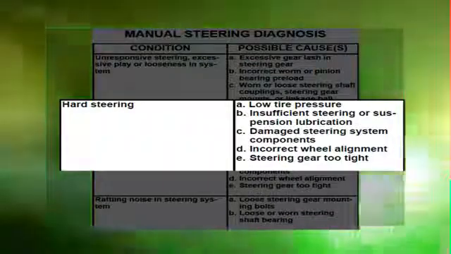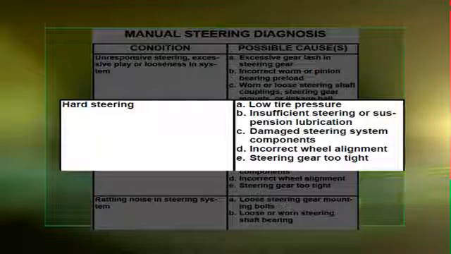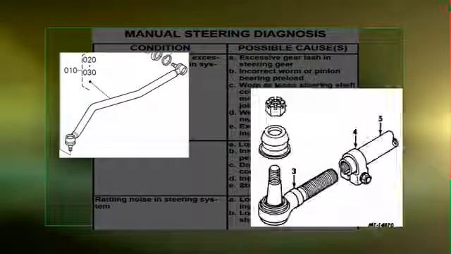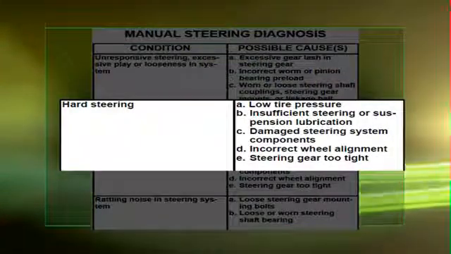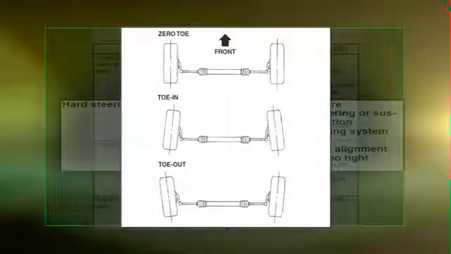Damaged steering system components, that's damaged. So if, let's say a center link or a tie rod were to be bent, maybe you hit a curb or something like that with the vehicle, it would be damaged and it'd be harder to turn the wheels. And also incorrect wheel alignment. If the wheels are fighting each other going down the road with the improper toe, that could also cause hard steering.